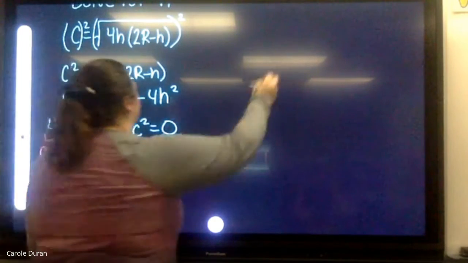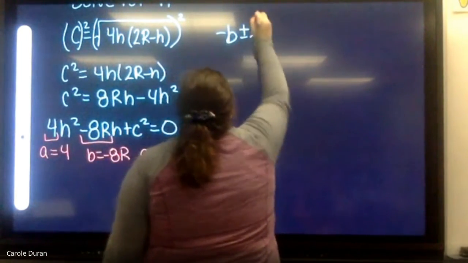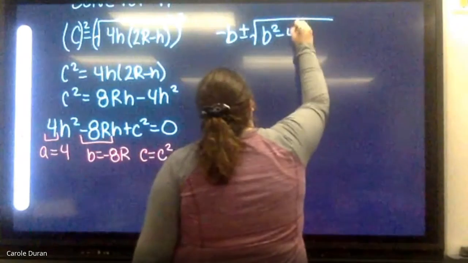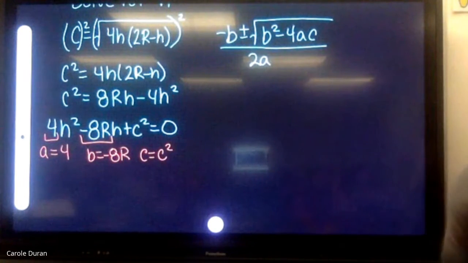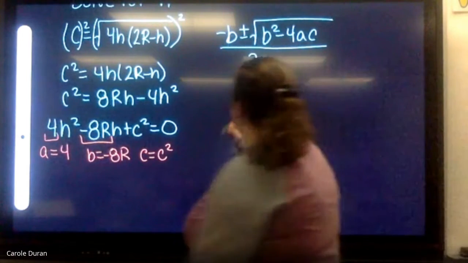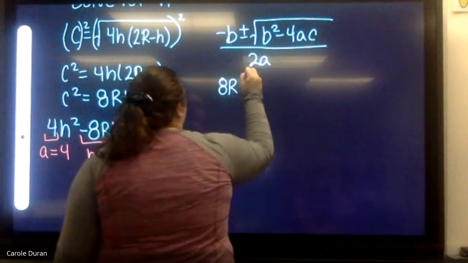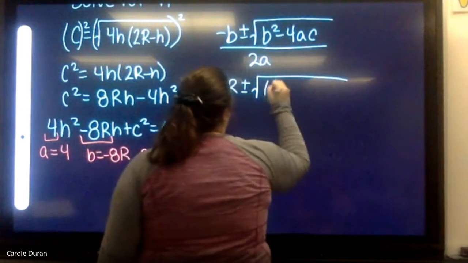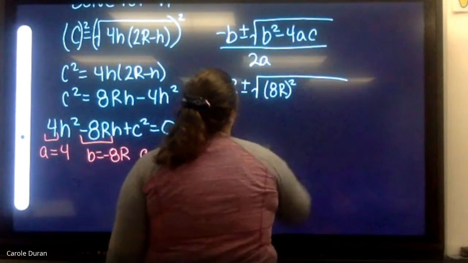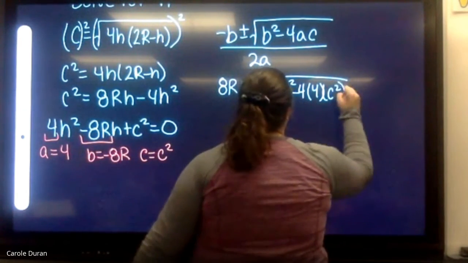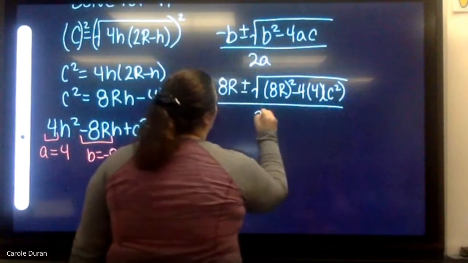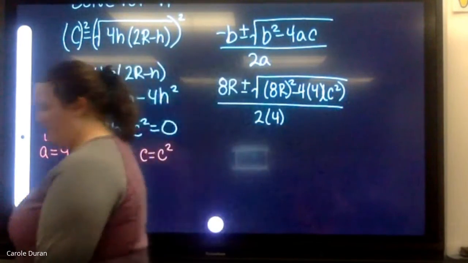So in case you can't remember what the quadratic formula is, hopefully it's somewhere in your brain. Negative b plus or minus the square root of b squared minus 4ac all over 2a. I'm going to plug in that a, b, and c that I found over there. So when I do, I get positive 8r plus or minus the square root of 8r squared minus 4 times my a value of 4 times my c value of c squared all over 2 times my a value of 4.